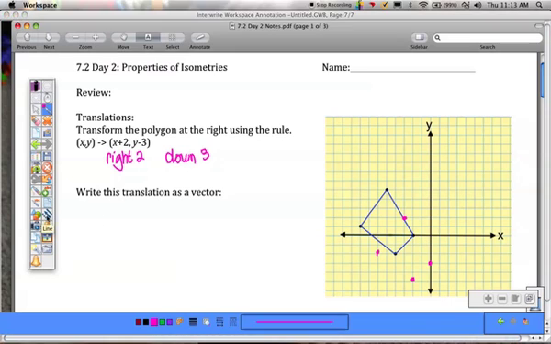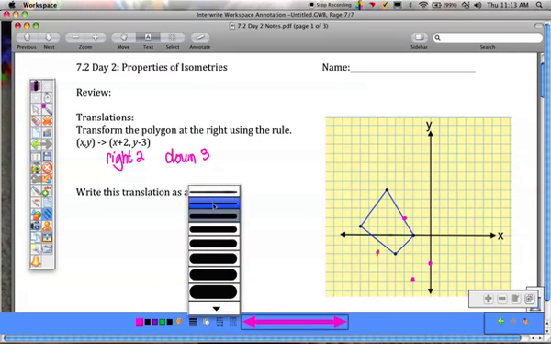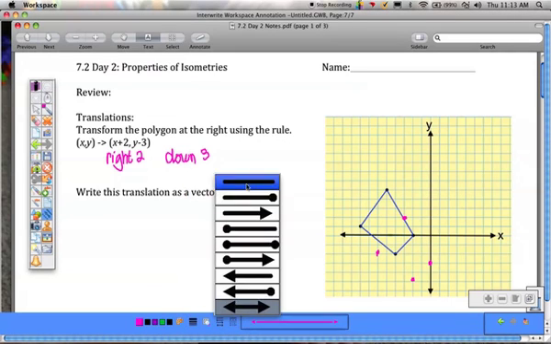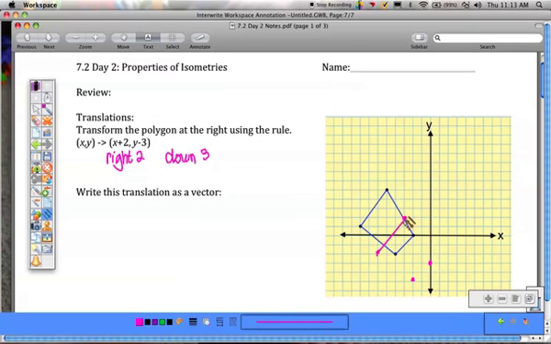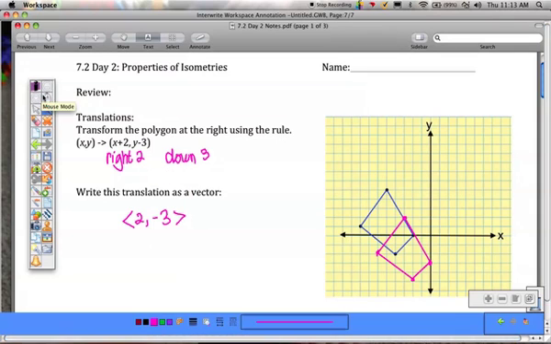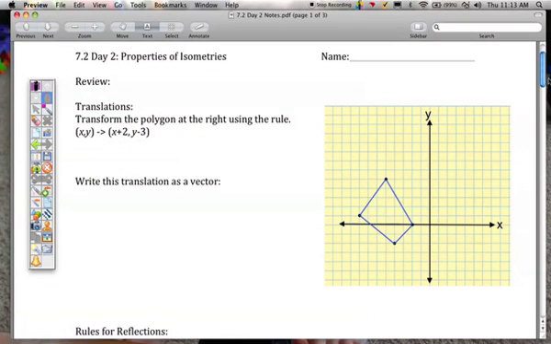And then if you connect your line, which I should make smaller here, it'll be a translation or a slide. Remember, translation means slide. And write this as a translation vector. So remember, as a vector, use these angular brackets. <2, -3> would represent right 2 and down 3. So that is review. Also review our rules for reflection.